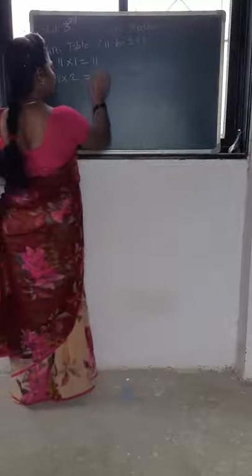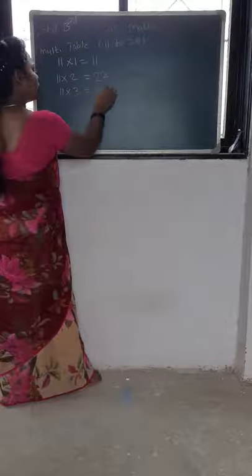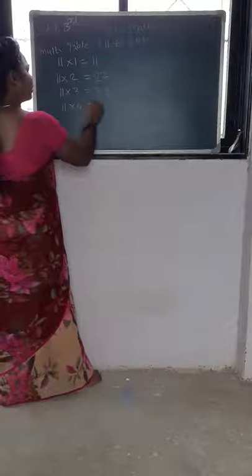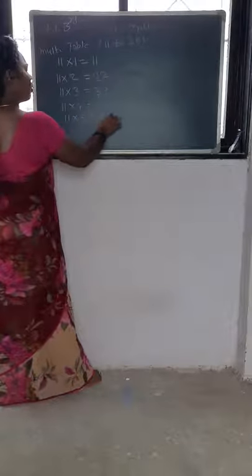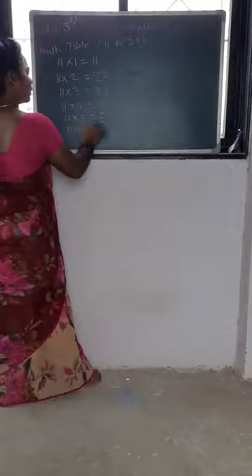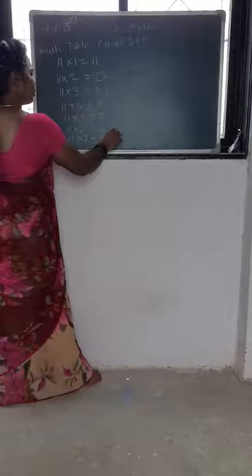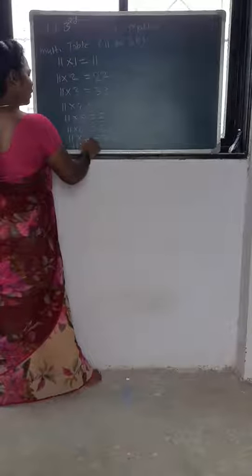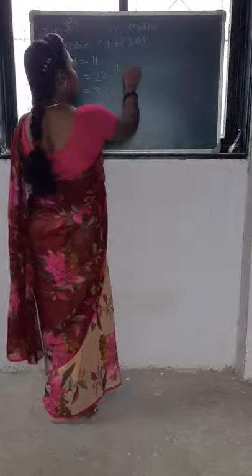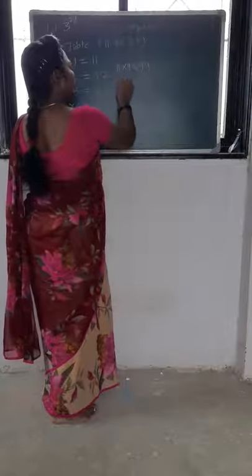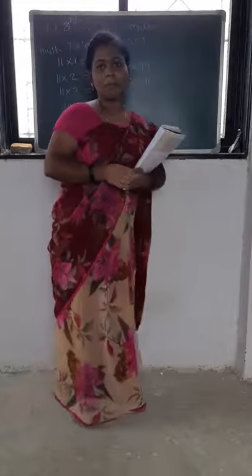11 multiplied by 1 is 11. 11 multiplied by 2 is 22. 11 multiplied by 3 is 33. 11 multiplied by 4 is 44. 11 multiplied by 5 is 55. 11 multiplied by 6 is 66. 11 multiplied by 7 is 77. 11 multiplied by 8 is 88. 11 multiplied by 9 is 99. 11 multiplied by 10 is 110. This is table of 11.